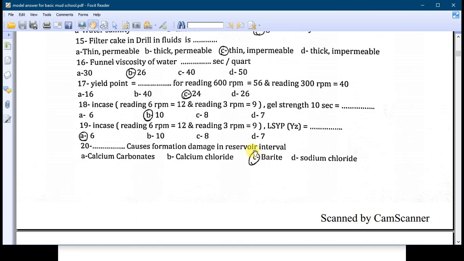So the answer is barite, because the barite is non-soluble material. So number 20, the right answer is barite. Okay.